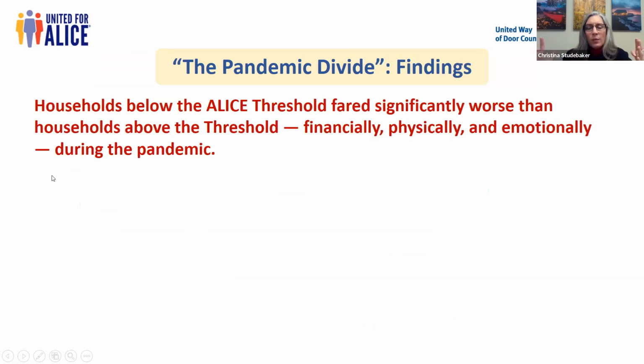But a lot of these things obviously apply to Door County. So overall, I'm just going to run through some specific results that were at the national level. But the overall finding, the takeaway from all of this stuff, is that households below the ALICE threshold, so once again, we're talking about that survival budget, fared worse financially, physically, and emotionally during the pandemic. And there's a whole report on this, which I'm happy to share with people if they're interested. I pulled out some findings to share with this group that seemed particularly relevant to Door County, even though they're at the national level.